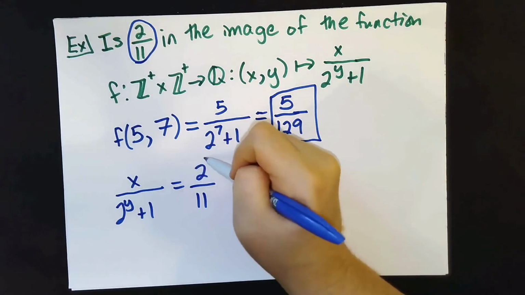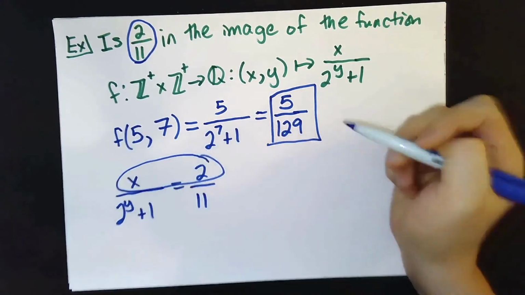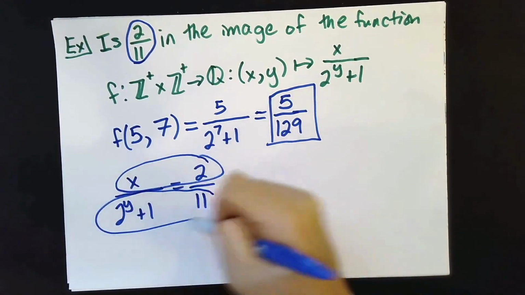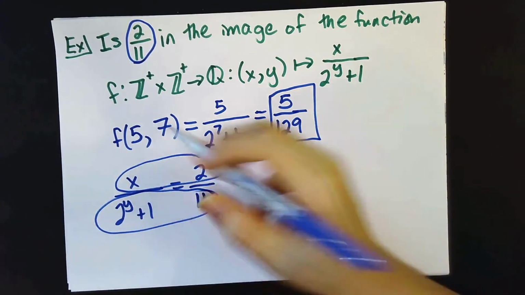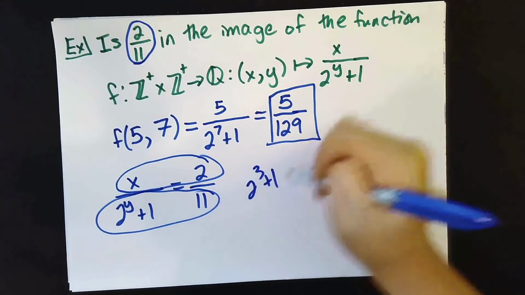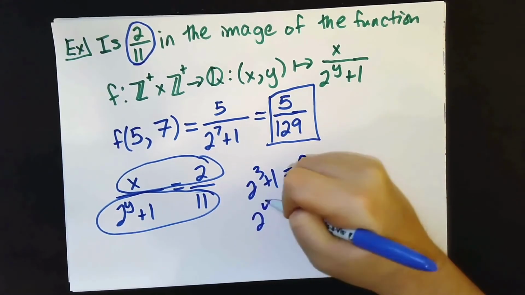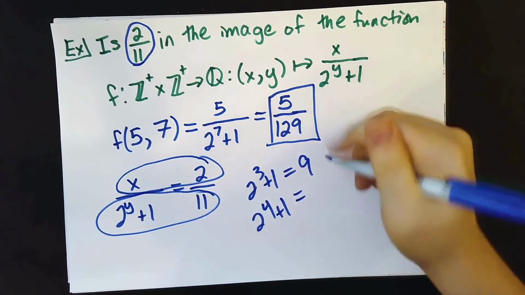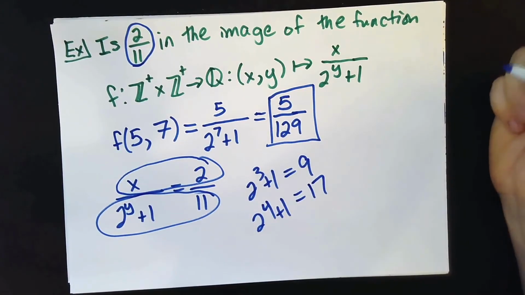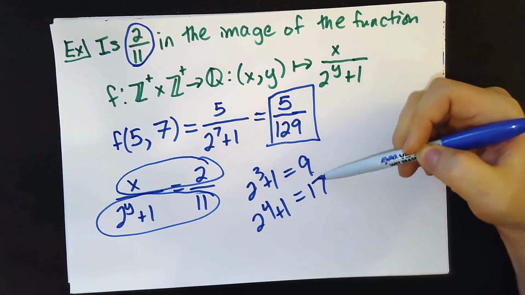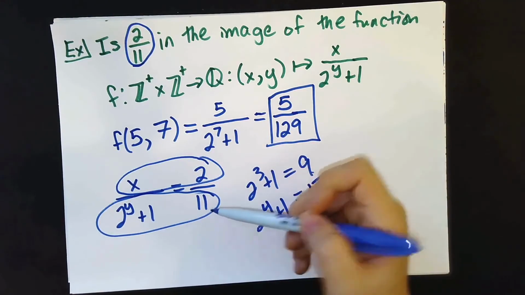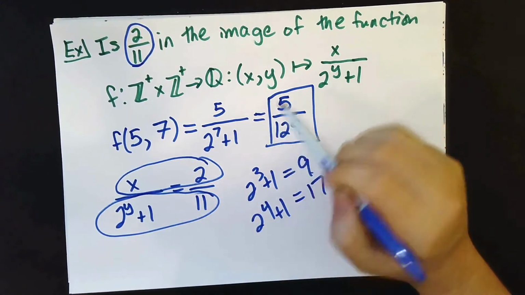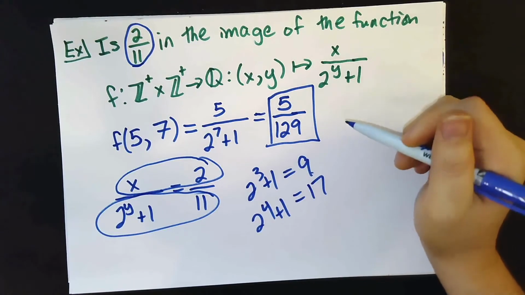Well, that's to say, I want x to be 2, and then I want 2 to the y plus 1 to be 11. And I look through and I see, okay, 2 cubed plus 1 is 9, 2 to the 4th plus 1 is 17. And so I see, oh, I can't actually get 2 to the y plus 1 to be 11. That's not an option. And so then it looks like, okay, the answer is no.